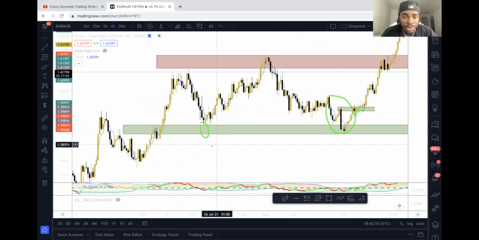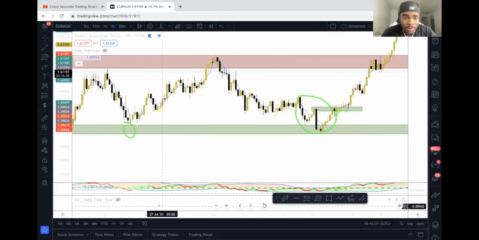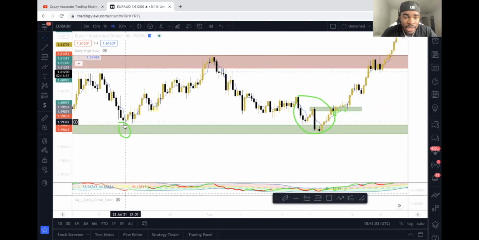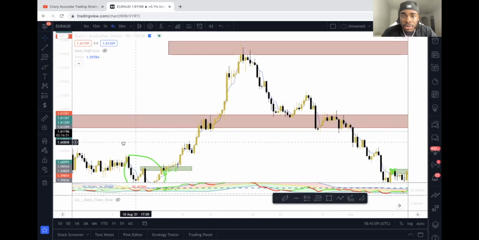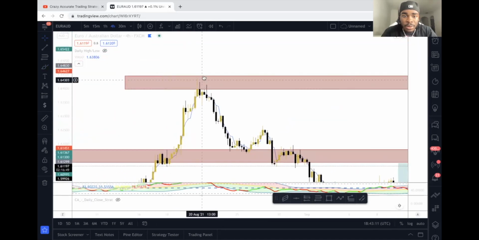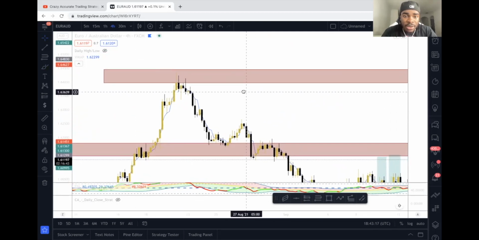Again, we draw support and resistance, and I already circled this big wick right here. And then after that, look what happened. After this big wick on this support area, price went up. See another one, look, wicks over here, big wick. So now this was my selling area that I marked up.